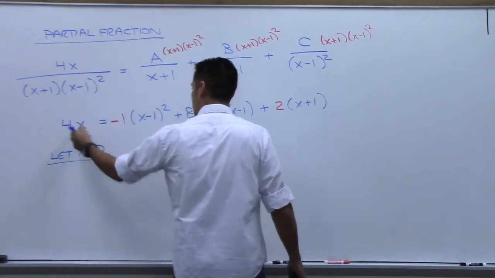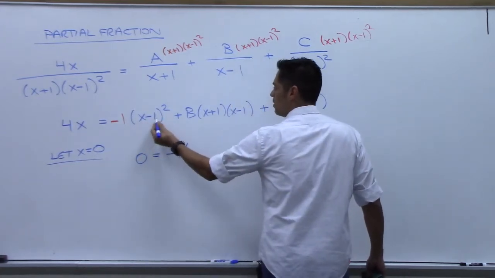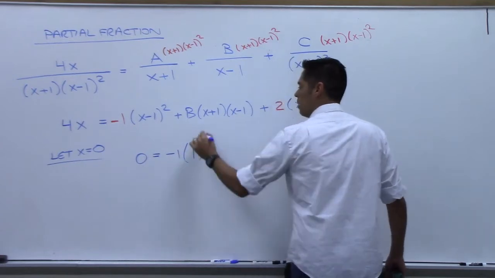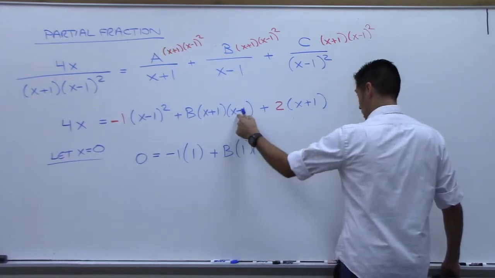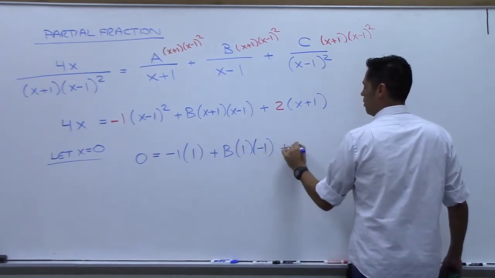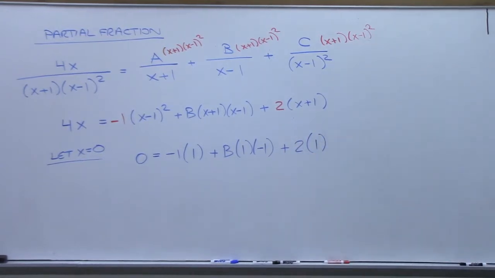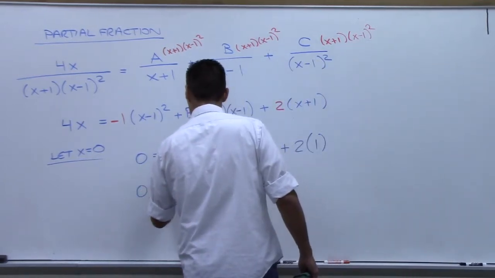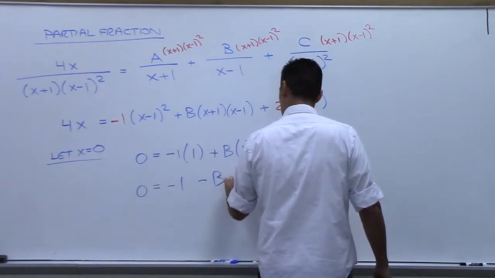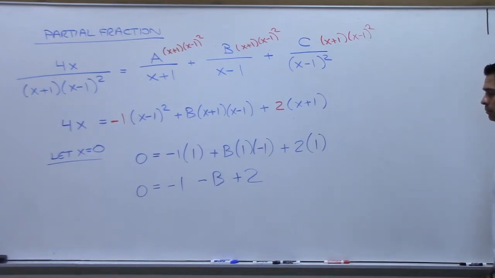You get, what, 0 on the left? -1 times, let's see, 0 take away 1 is -1 squared, you get 1. Plus b, which we don't know. 0 plus 1 is 1. 0 minus 1 is -1. Plus 2 times 0 plus 1 is 1. And that's an equation that just has b in it. That's a good thing. So this should be 0 equals -1 minus b plus 2. So what's b? Should get b as 1.